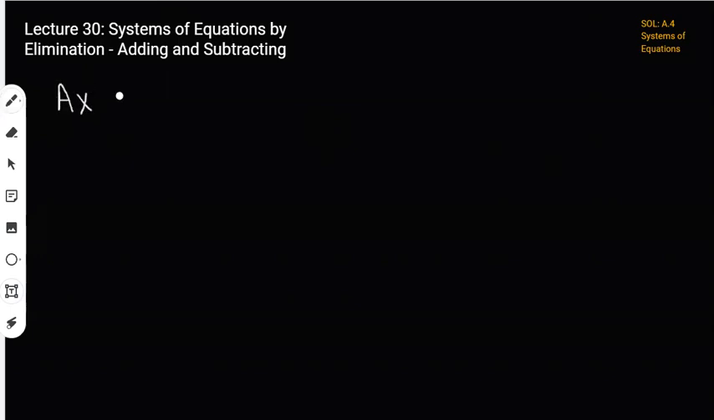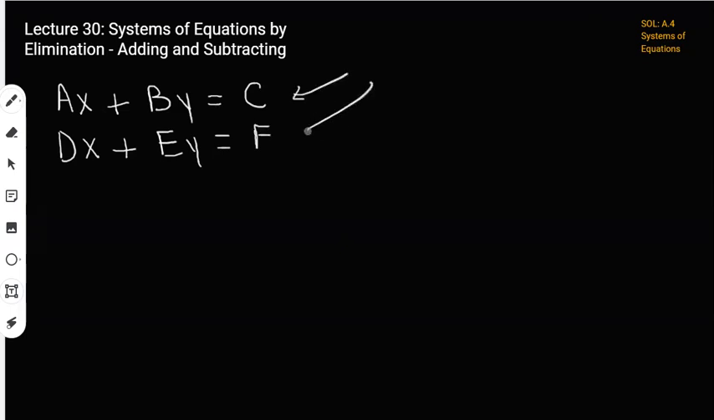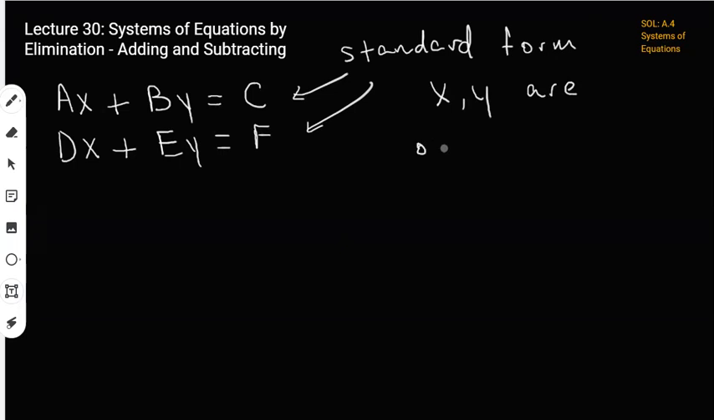The first equation will have the form ax plus by equals c. That'll be my first equation. And then you might see a second equation that has the form dx plus ey is equal to f. Both of these equations are in standard form. And we know this because x and y are on the same side.